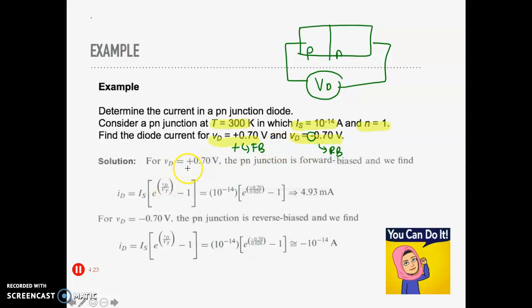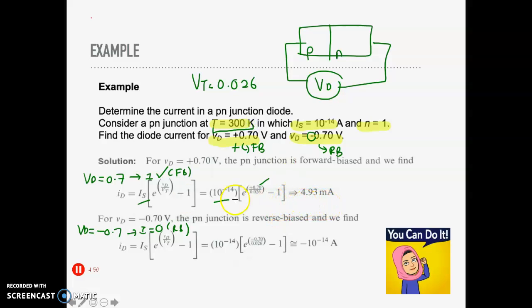So you are going to expect that when your VD is equal to 0.7, you will get some current. But when your VD is equal to minus 0.7, it is reverse bias, right? So your current will be almost 0. So this is forward bias. This is reverse bias. So what you need to do now is just plug into the formula. This is the reverse bias saturation current. This is an exponent. This is your VD, thermal voltage. Why is your VT 0.026 here? Because it is at room temperature. And then when you calculate, you can get some current here.